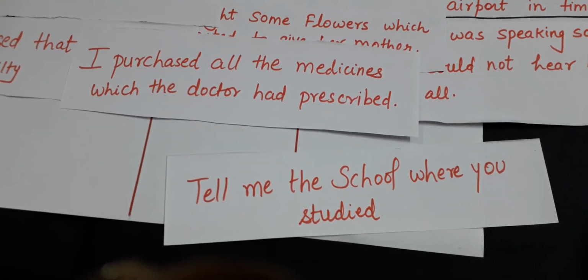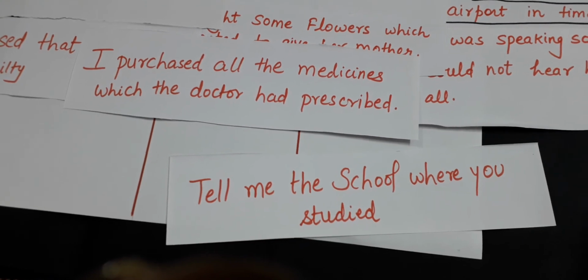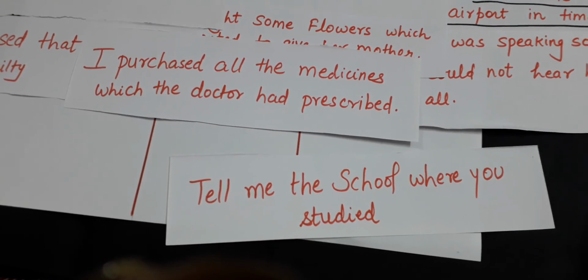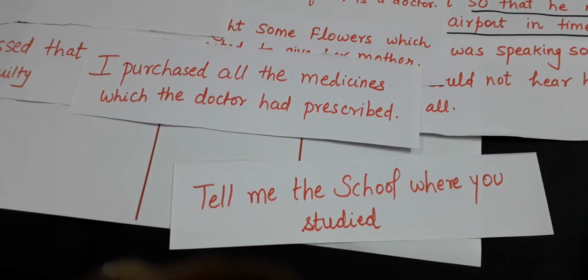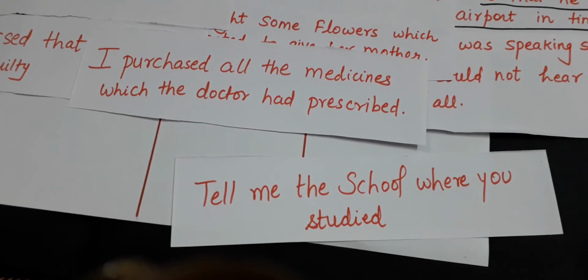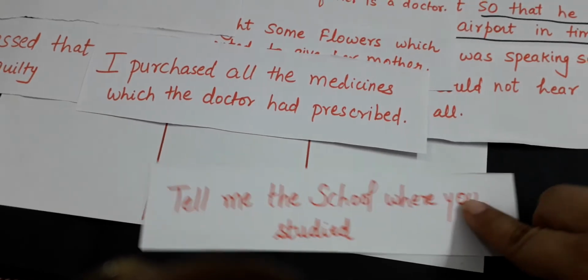Now next is: Tell me the school where you studied. So this is which type of clause? Yes. Tell me the school. Now here it is asking you about the school where you studied. So this is again an adjective clause.